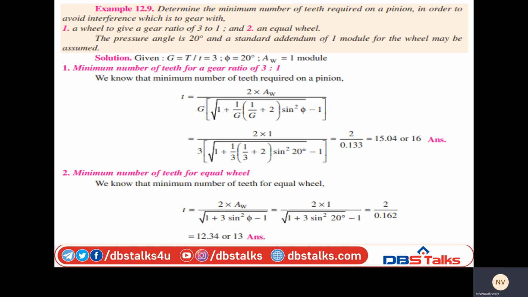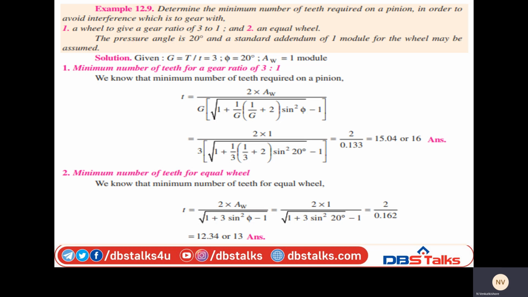So here what they have given, standard addendum of the module of the wheel was given, but we need to find the pinion. But here we are getting a little bit of confusion. So they have given the wheel, but we need to find the pinion. So here there is a relation for actual pinion to addendum. We can get the number of teeth on the pinion from the addendum of the wheel also.